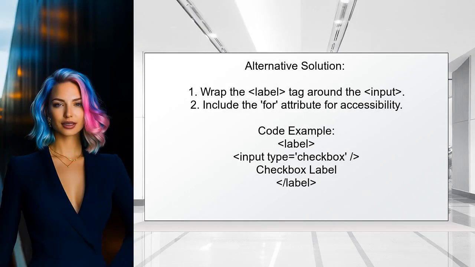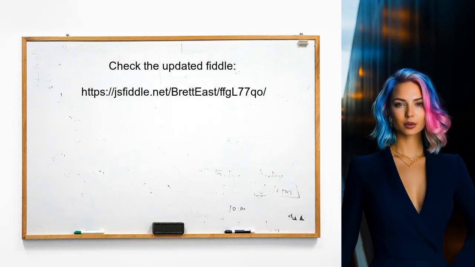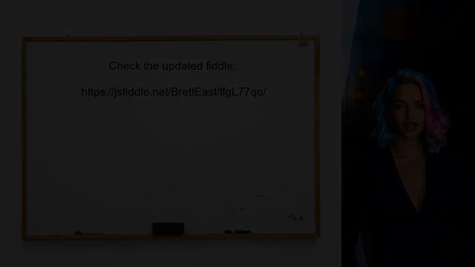An alternative solution suggests that you don't actually need the for attribute on your label for the checkbox to be clickable. Instead, you can wrap the label tag around the input element. This way, the browser recognizes the relationship. However, it's still a good idea to include the for attribute for accessibility reasons, as not all assistive technologies will understand the connection otherwise. The user also provided an updated working fiddle link to demonstrate the correct implementation. You can check it out for a clearer understanding.